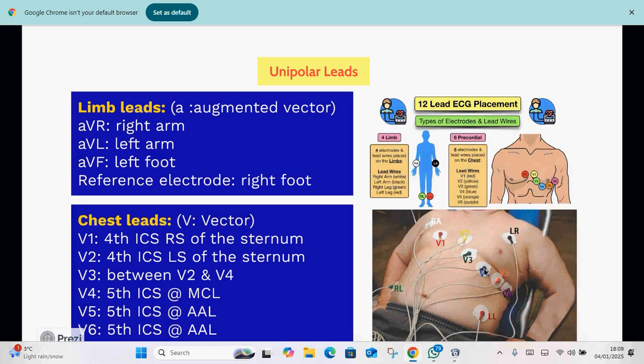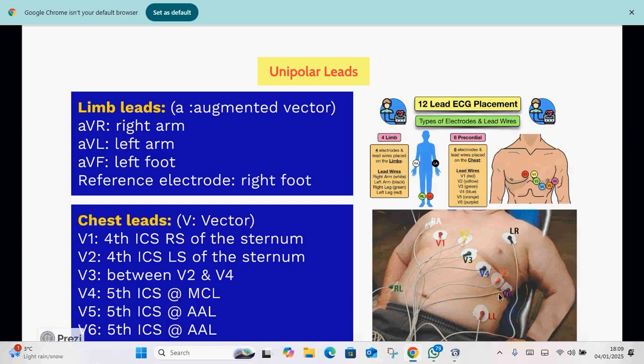V3 is between V2 and V4. Where is V4? Fifth intercostal space, mid-clavicular line. What is it opposite to? Why is it important? The apex of the heart. Well done. So you put this in the fifth intercostal space at the mid-clavicular line, which corresponds to the apex of the heart. Normally you put V2 and then V4, and V3 will be in the middle between them.